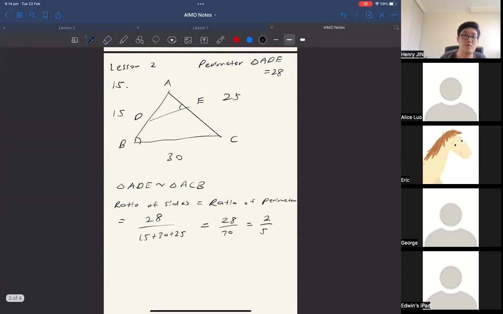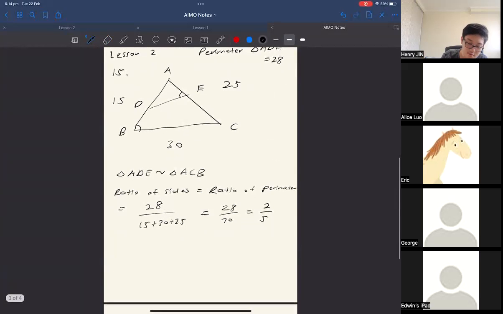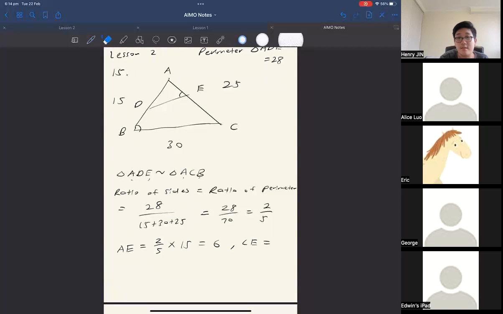Okay, so once you have the ratio of sides is 2/5, you just see that AE is 2/5 times 15. The corresponding side of the similar triangles is AB. You see how AB and AE are corresponding sides. It's 2/5 times 15, which is 6. And then CE is just 19, right? Because you're given that AC is 25. And you do the same thing with AD. It's 2/5 times 25, which is 10. So your length of BD equals 5.